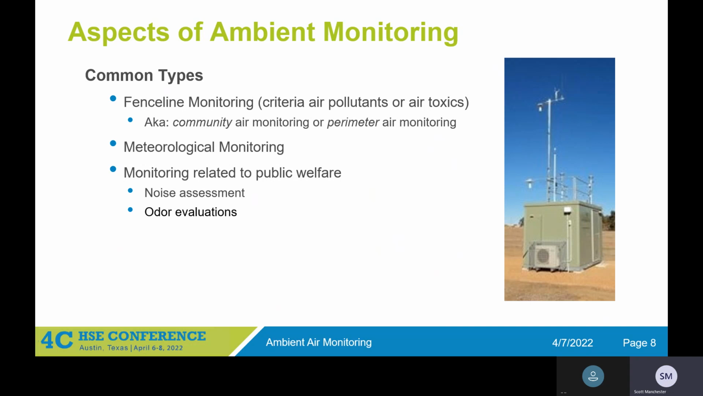I wanted to just run through many aspects of ambient monitoring, but I've just selected a couple really common ones, and that's fence line monitoring. You're talking about monitoring for criteria air pollutants or other air toxics. Depending on where you are, here in New York State, they refer to it as community air monitoring. If I'm over in New Jersey, they're going to refer to it as perimeter air monitoring, but it's all the same thing. It's all fence line monitoring at or near the fence line. Another important aspect of monitoring is meteorological monitoring. A lot of times those are associated with fence line monitoring programs, but can be set up just by themselves, even if there's no fence line monitoring going around. And then the other two aspects of monitoring are really related to public welfare, and that's noise and odors. So we're going to talk a little bit about those.